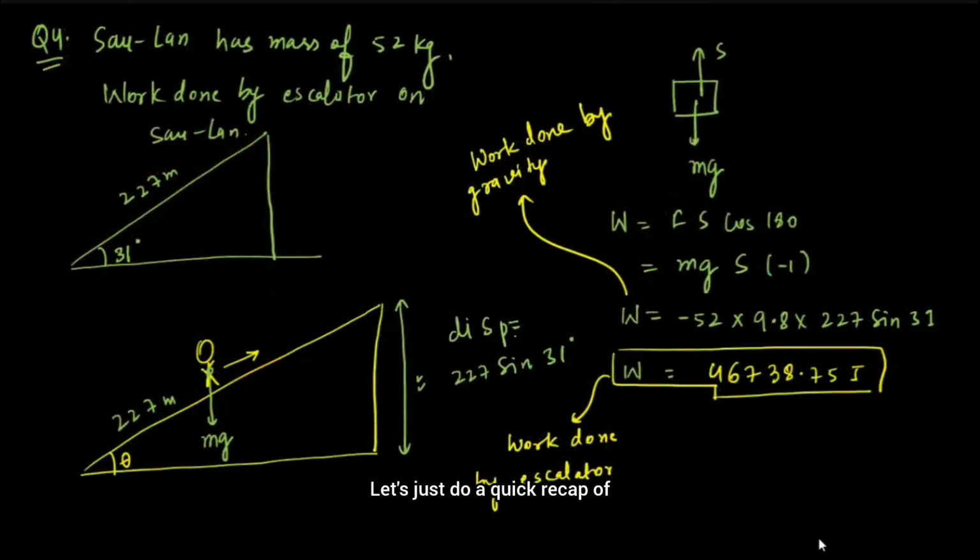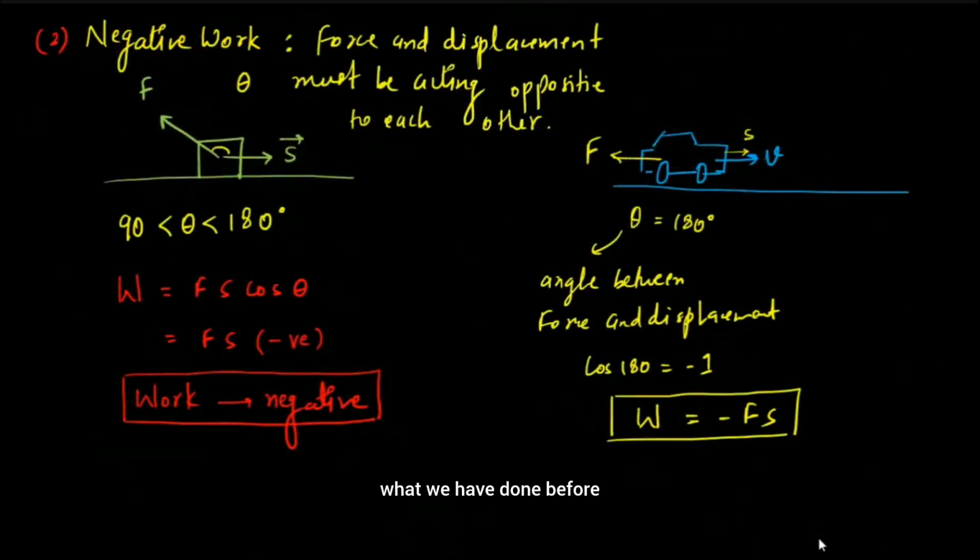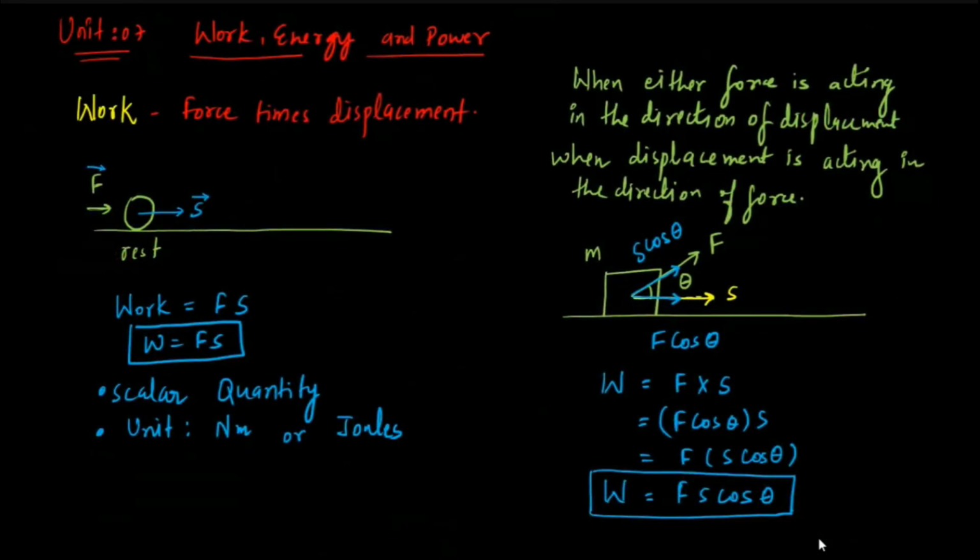So let's do a quick recap of what we have done before. In the previous class, we started with Unit 7, that is work, energy, and power. We explained that work is defined as force times displacement, or you can say how much force is acting on a particle and what displacement that particle undergoes. The product of force and displacement gives us work.